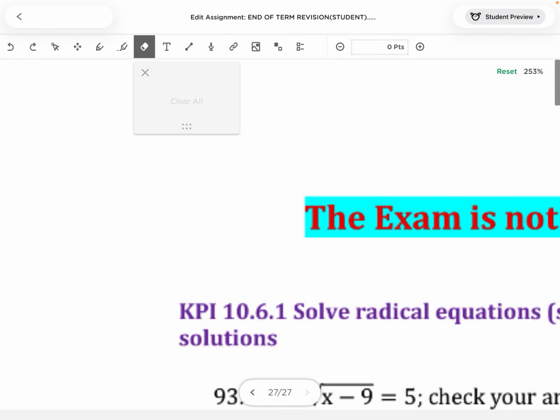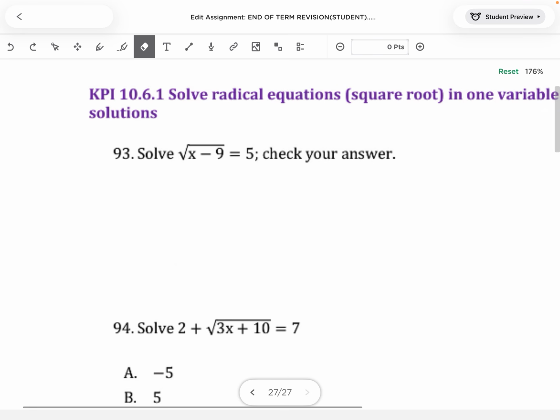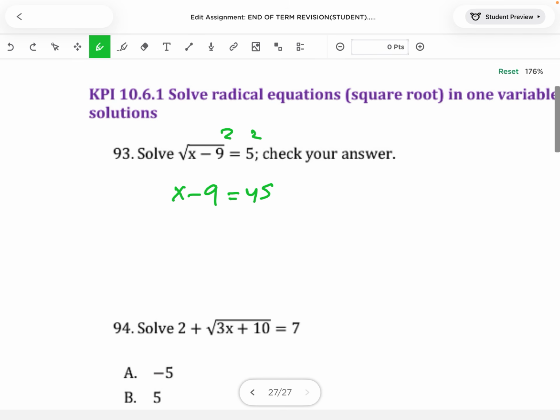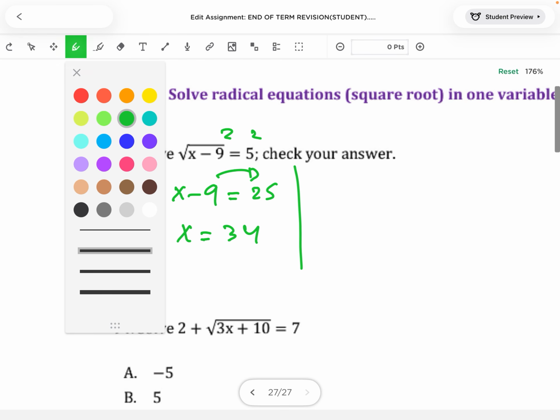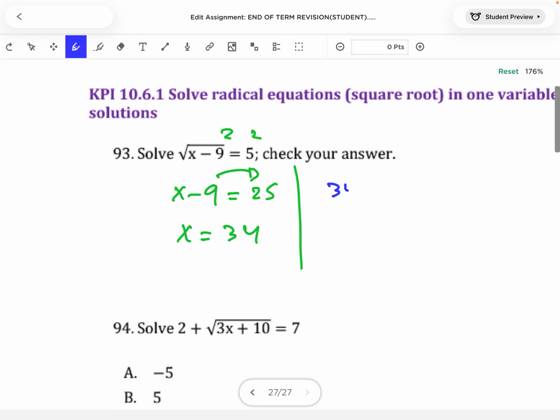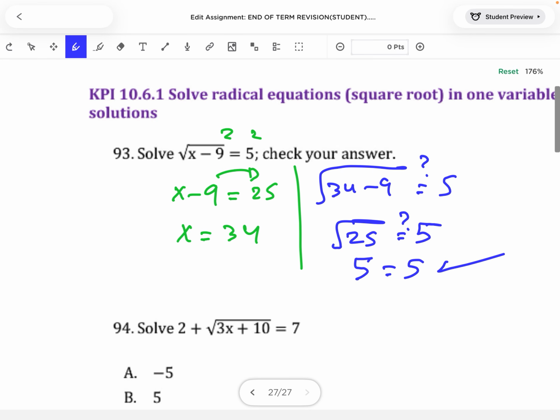And the last one, solve and check. Piece of cake. The radical is alone, put square both sides. X minus 9 equals 25. Send 9 to the other side, so x equals 34. Now I have to check. How can I check? By replacing. Is it true that 34 minus 9 equals 5? Is it true that radical 25 equals 5? 5 equals 5, yani correct.